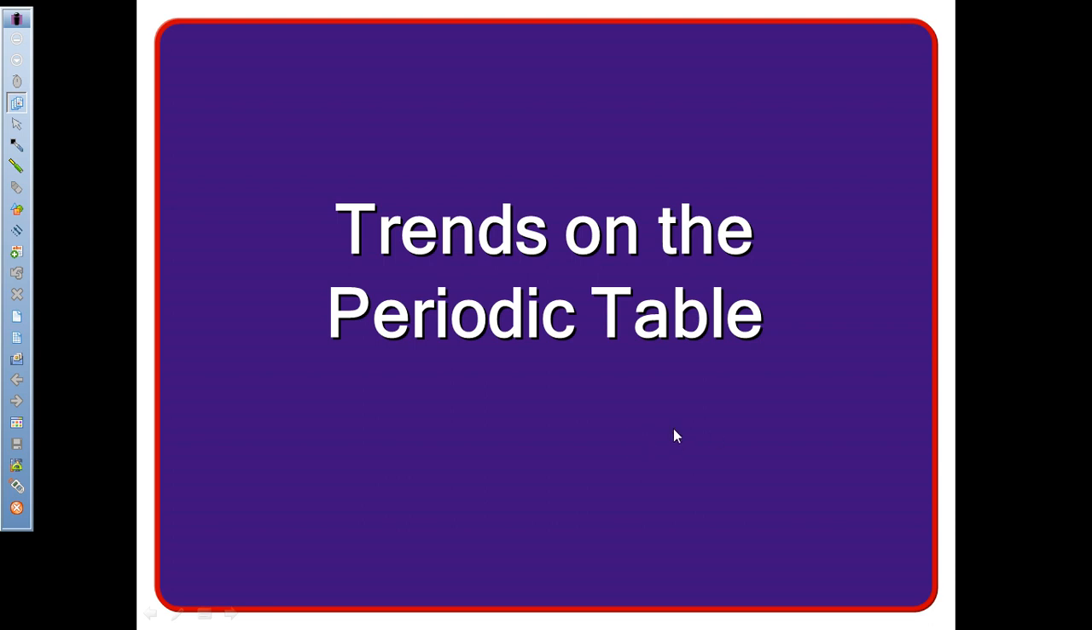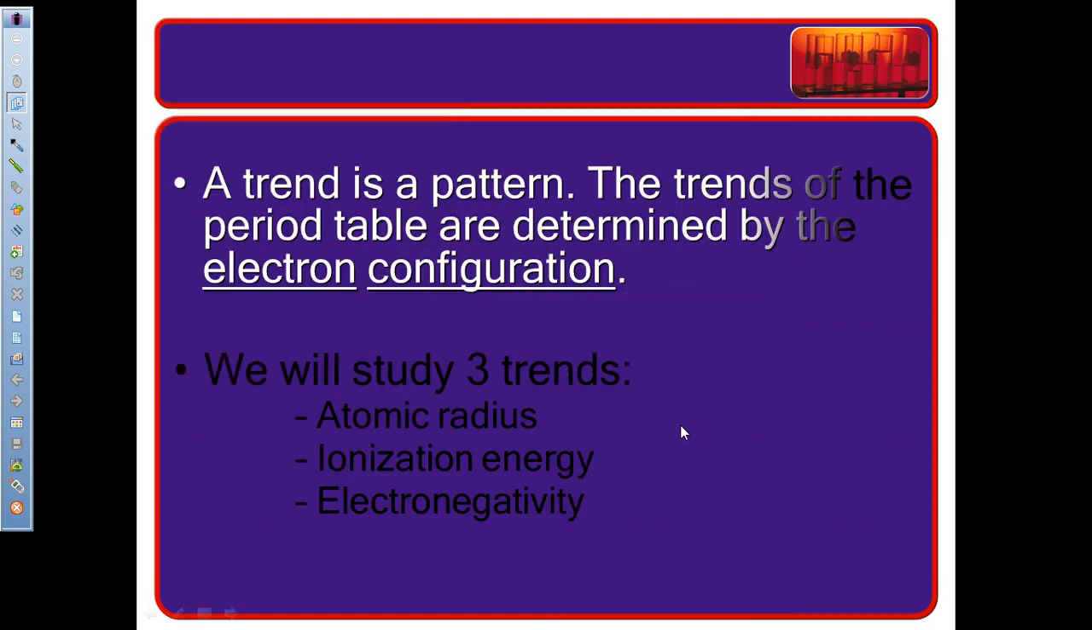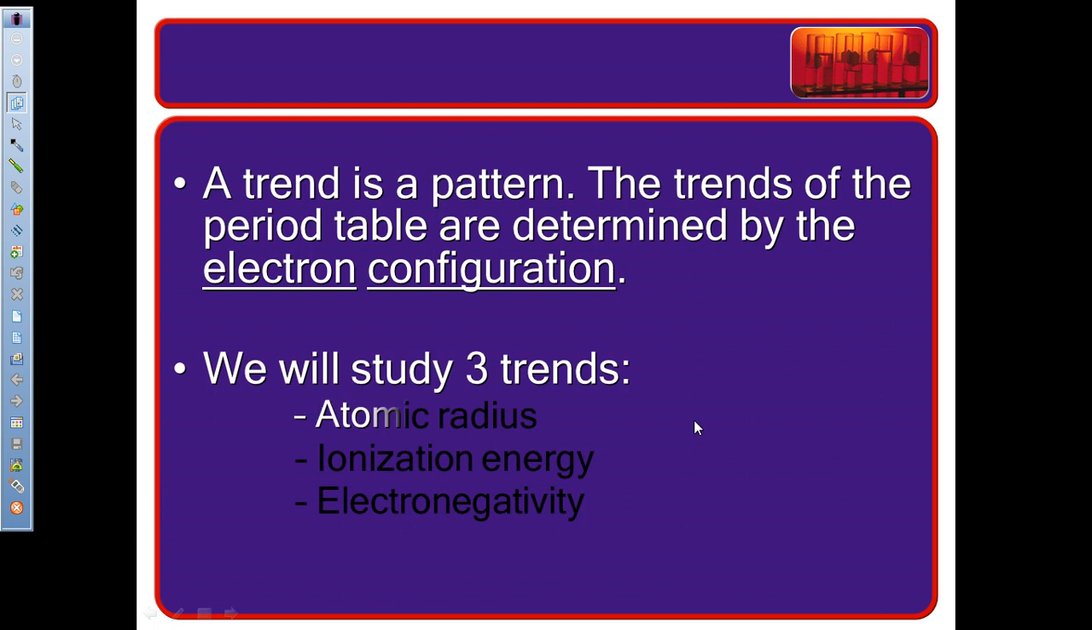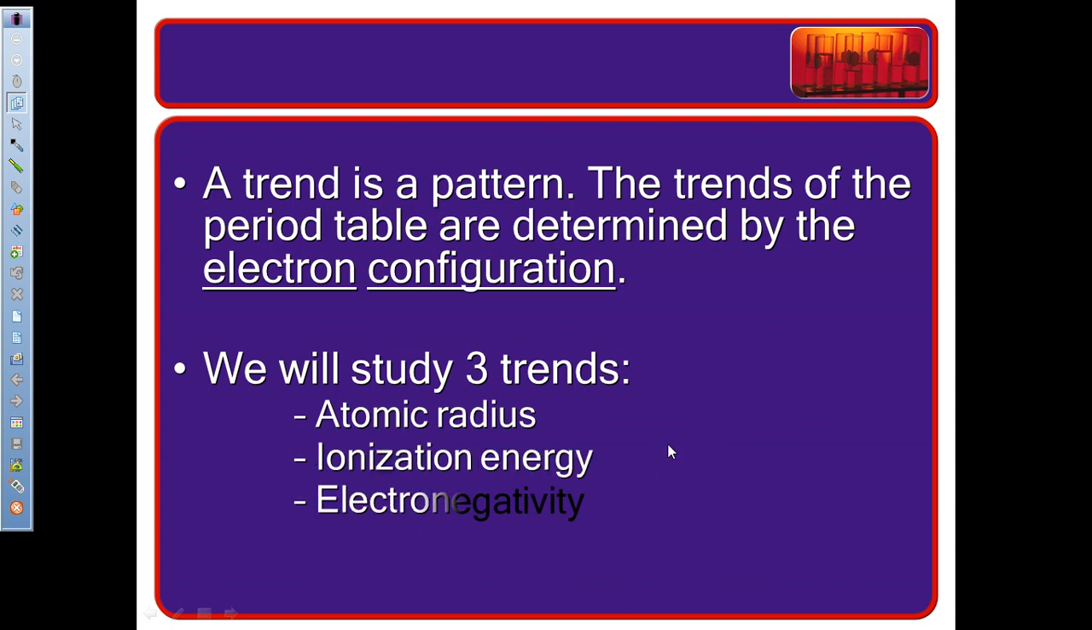So there are several trends, but we're going to do three of the main ones. I just want to say there are others, but we're going to show you three main trends. And most of these trends are based on the fact of their electron configurations ending the way they do. The first trend that we're going to study is atomic radius, and then we're going to talk about ionization energy, and then electronegativity. Some other trends would be like electron affinity, but we're not going to cover that one.